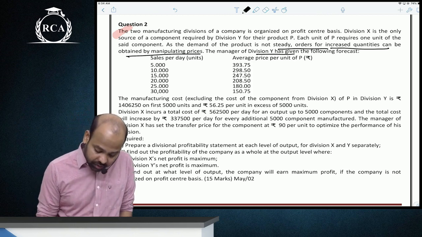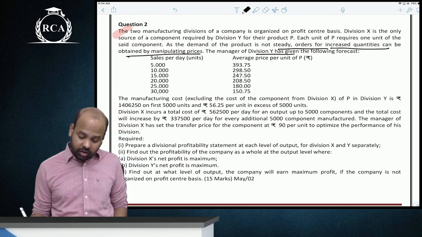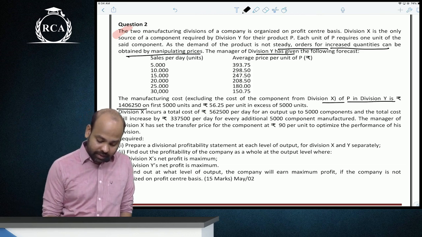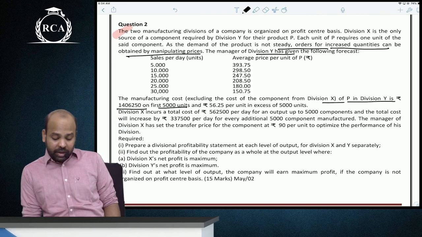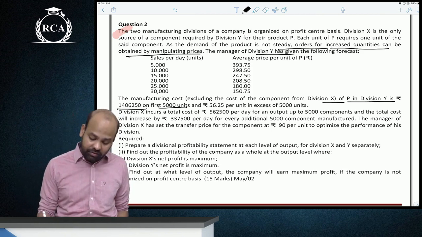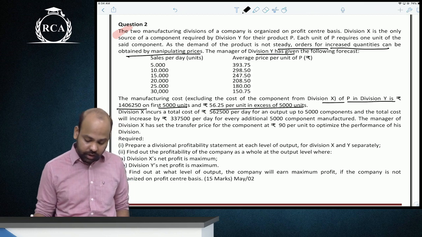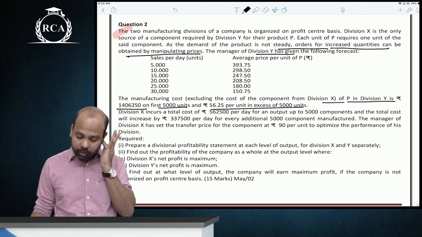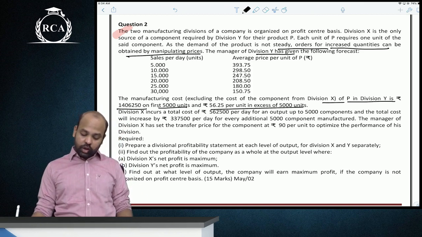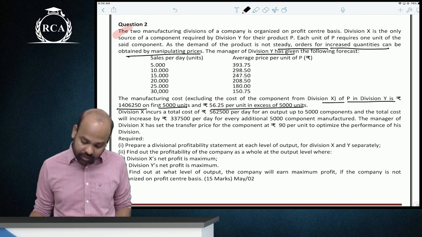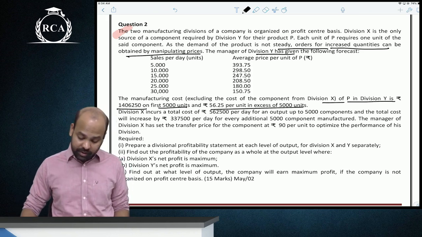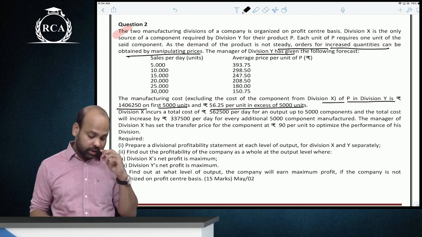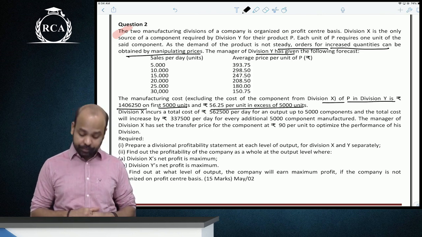This is the manager of division Y. The manufacturing cost, excluding the cost of the component from division X, is 14,06,250 for the first 5,000 units, and thereafter 56.25 in excess of 5,000 units. Division X incurs a total cost of 5,62,500 for an output of up to 5,000 components, and the total cost will increase by 3,37,500 per day for every additional 5,000 units manufactured. So the cost structure is given. How much is the cost for the first 5,000 units? Thereafter, how much cost will you incur?